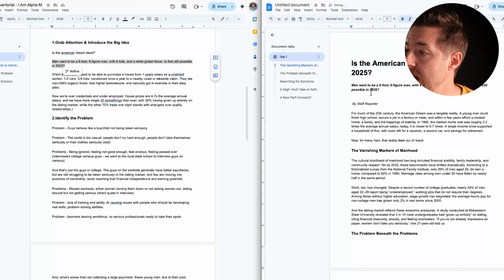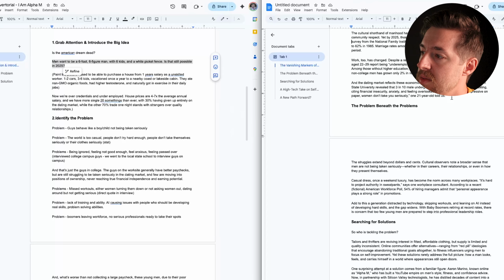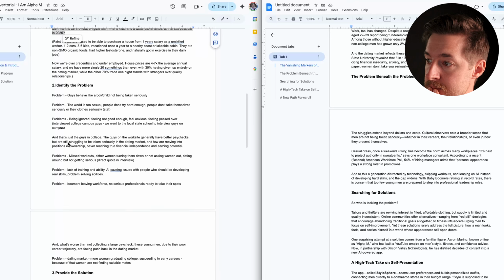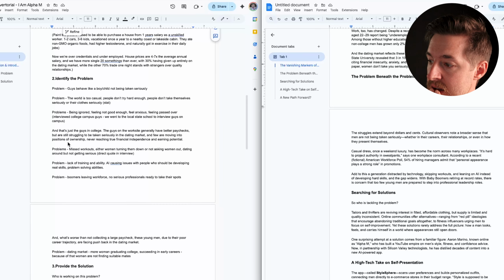And the dating market reflects these economic pressures. A study conducted at Midwestern State University revealed that 3 to 10 male undergraduates had given up entirely on dating, citing financial insecurity, anxiety, and feeling overlooked. "If you're not already impressive on paper, women don't take you seriously," one 21-year-old told us. Loving this. Hopefully we get some mention of women here. The problem beneath the problems.